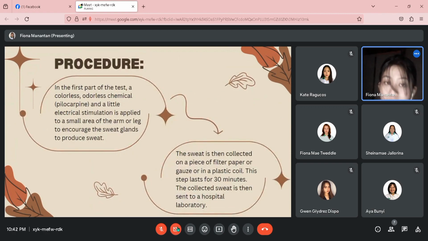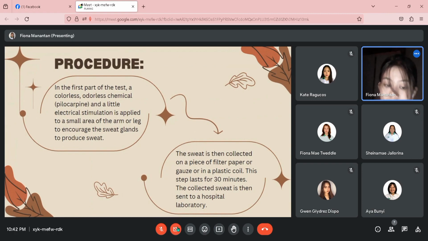So in the first part of the test, a colorless or odorless chemical, which is called pilocarpine, and a little electrical stimulation is applied to a small area of the arm or leg to encourage the sweat glands to produce sweat. Now, a person may feel tingling in the area or a feeling of warmth. This part of the test lasts about 5 minutes.